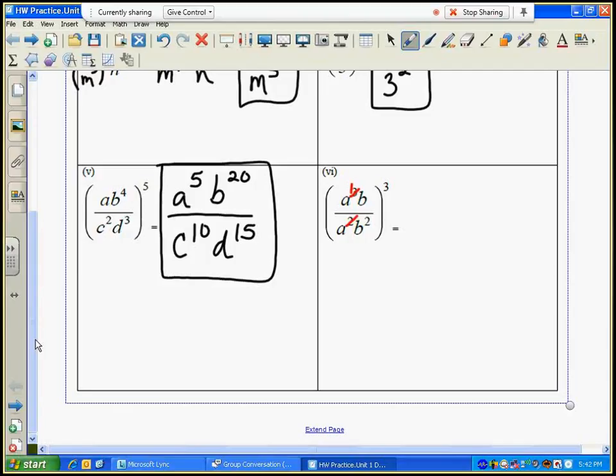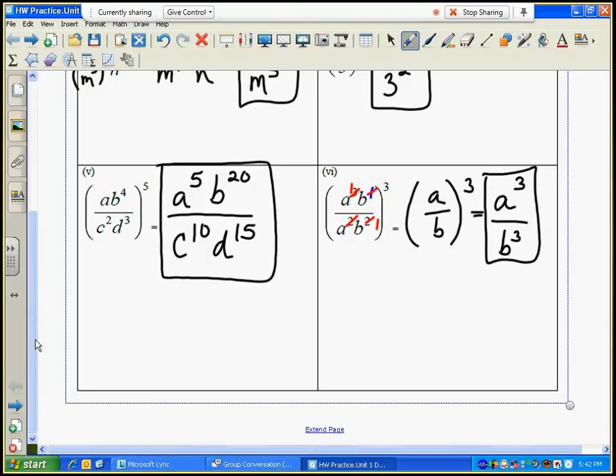As you look at the b's, you've got 1 minus 2, or you can just realize that you're going to have 1 more b on the bottom. So b to the 1st. So what we end up with is a over b to the 3rd power. That means you have a cubed and b cubed. That is simplified.